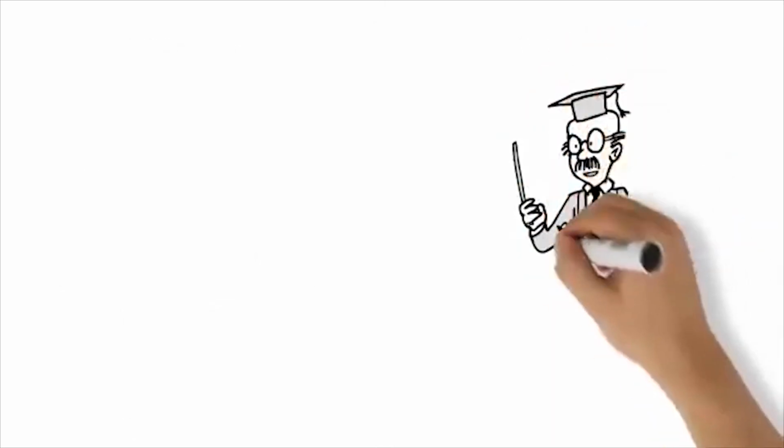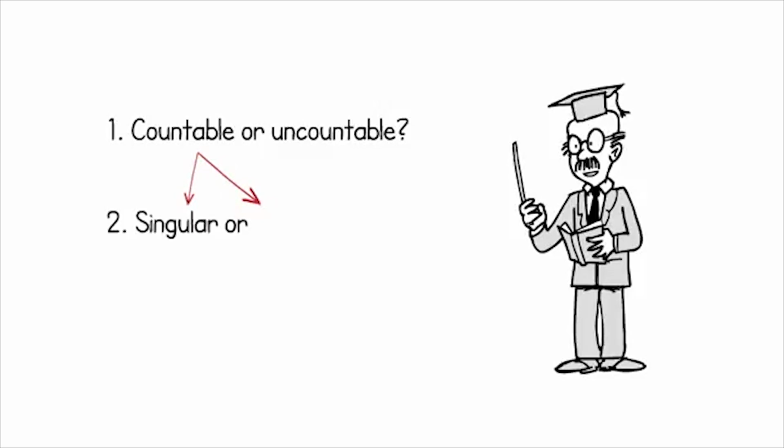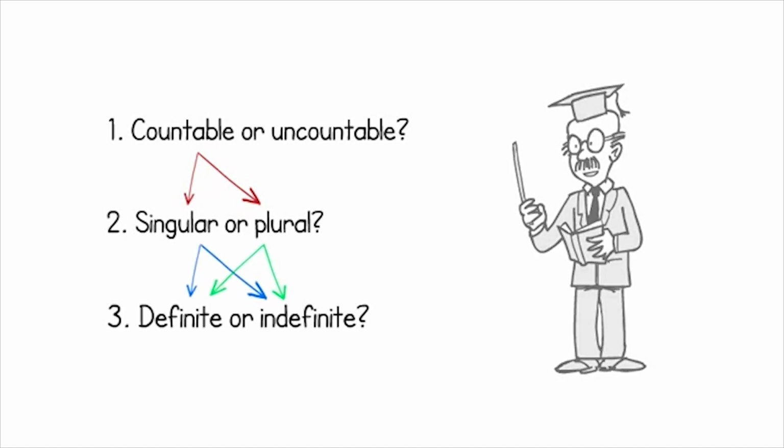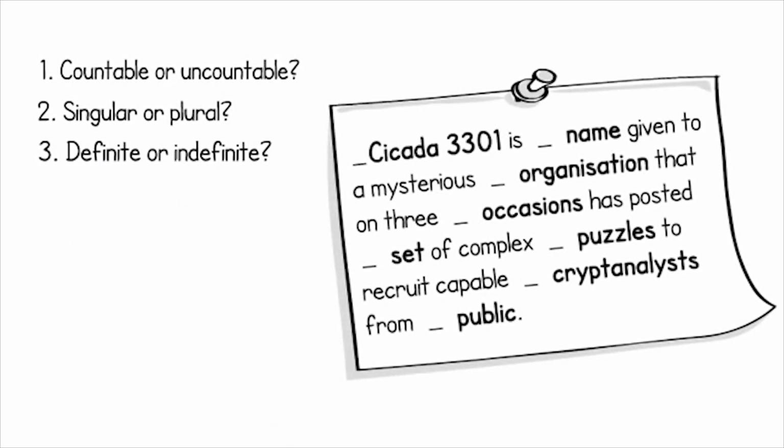When deciding which of these articles to use, look at each noun in your sentence and ask yourself 3 questions. 1. Is the noun countable or uncountable? 2. If it is countable, is the noun singular or plural? 3. Is the noun definite or indefinite? Let's examine a sentence from an article about the organisation Cicada 3301. Take a moment and consider what articles, if any, you would use in each of the blanks. Let's look at each of the nouns in turn and answer our first 2 questions.